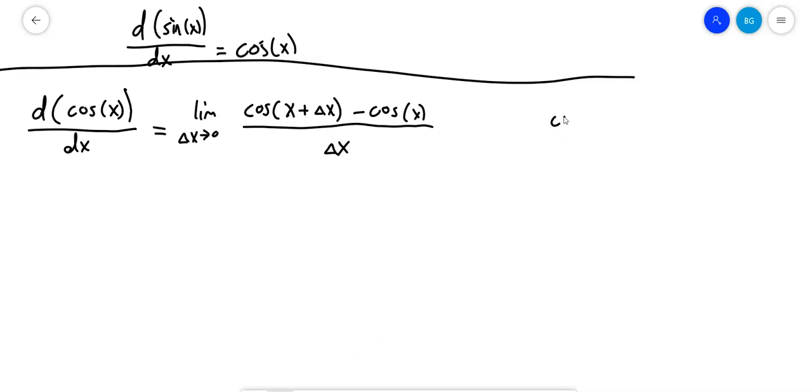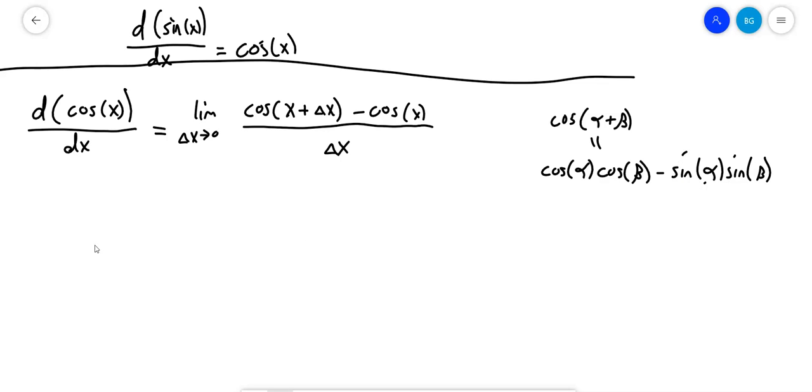Just to refresh your memory really quick, the cosine of alpha plus beta is just equal to cosine alpha cosine beta minus sine alpha sine beta. So kind of similar to the sine formula, but just a little bit different. Just similar enough to get them confused, I think, for first-time students. So anyway, we're going to substitute this in.